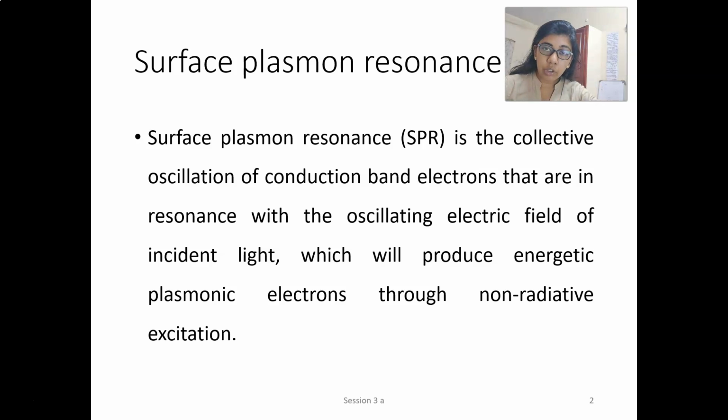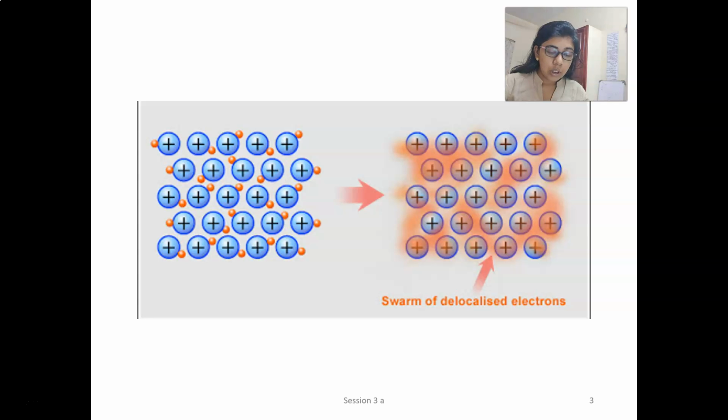So the important thing you have to remember in surface plasmon resonance is that there are oscillating electrons in the conduction band, and they will be interacting with the electromagnetic component of the incident light. So let's consider a metal. You may have studied the bonding in metals, how the electrons are arranged in metals, and in different types of bonds there will be different kinds of arrangements of electrons between the concerned atoms.